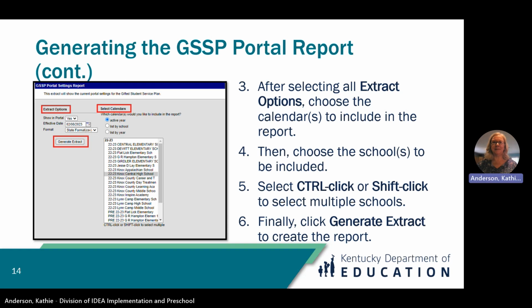After selecting all extract options, choose the calendar to include in the report. Then choose the schools to be included. Select Control-click or Shift-click to select multiple schools. Finally, click Generate Extract to create the report.